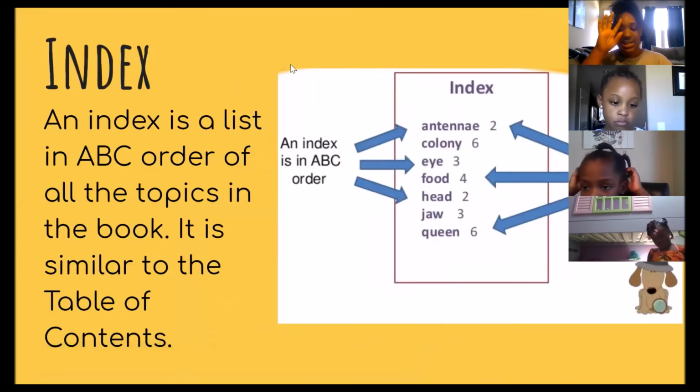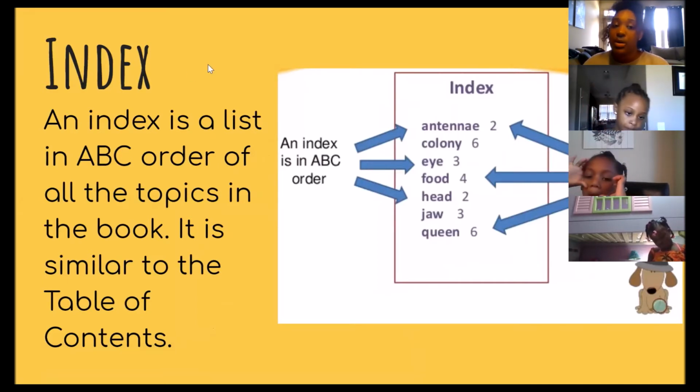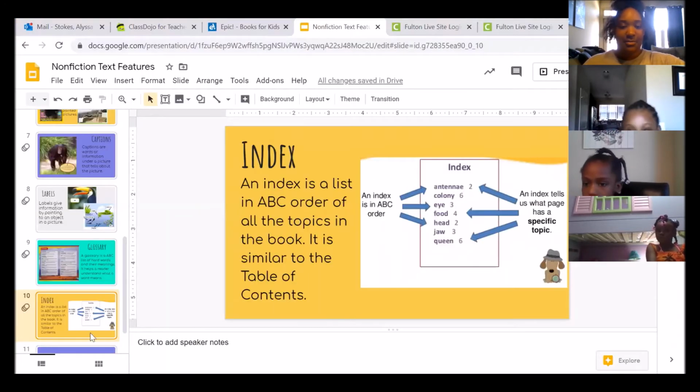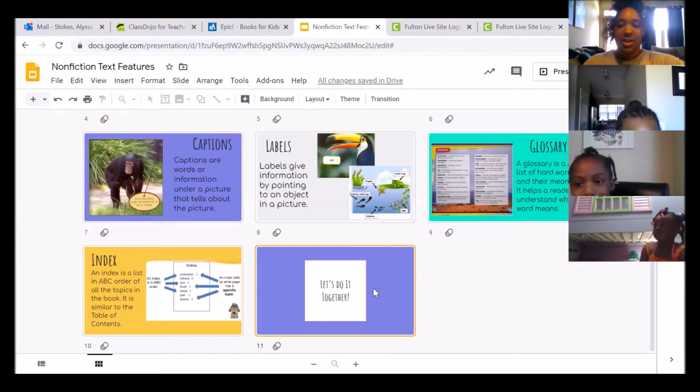All right, and lastly, an index. An index is a list in ABC order of all the topics in a book. It's kind of like the table of contents that's in the beginning, but the index is in the back of the book. Everything is in ABC order, and it tells you what page it was on. Okay? All righty, so now we are going to do it together. We are going to look at a nonfiction book.